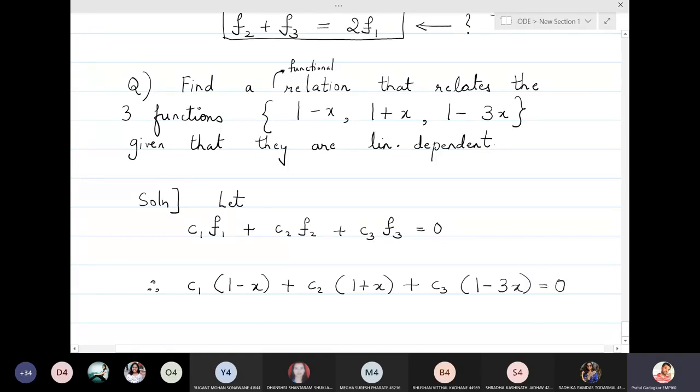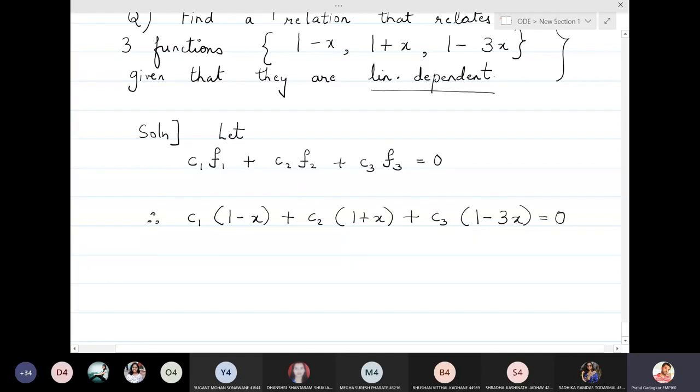Why am I finding the functional relation between the three functions? I will repeat, because the set is linearly dependent. If the set is linearly independent, then there is no functional relation between them. But I know here in this problem that the three functions are linearly dependent. Therefore, I am finding the functional relation.